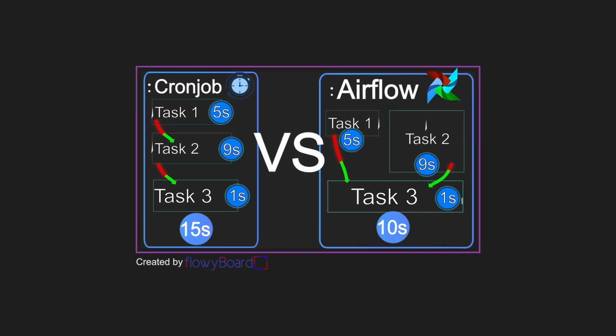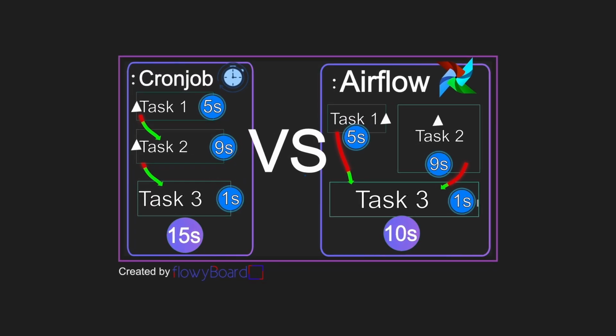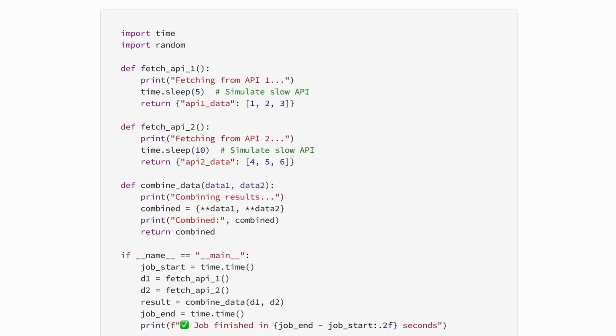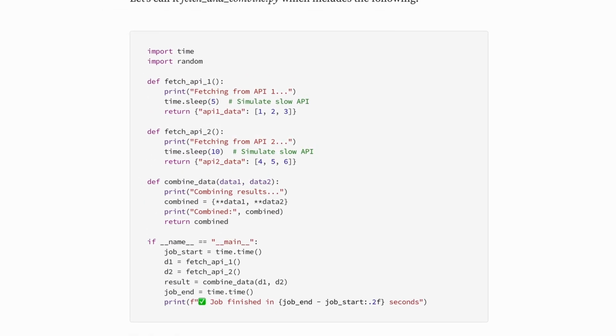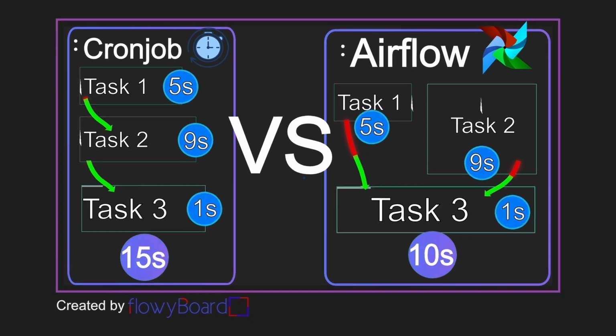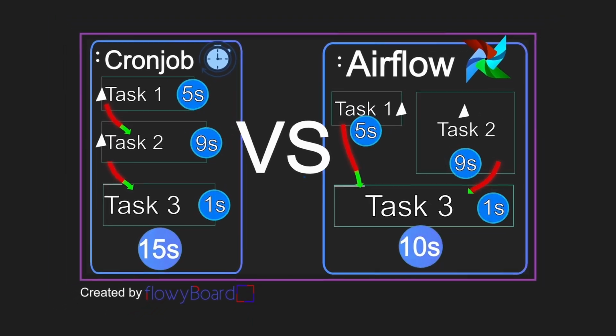The main similarity between Cronjob and Airflow is that with them you can schedule tasks to run at specific times. For instance, as a very simplified example, you can write a Python code to fetch an API, do some processing on that, and then store it somewhere. Then you can schedule it with Cronjob or Airflow to run at specific times every day. That way you don't need to run the code yourself manually.